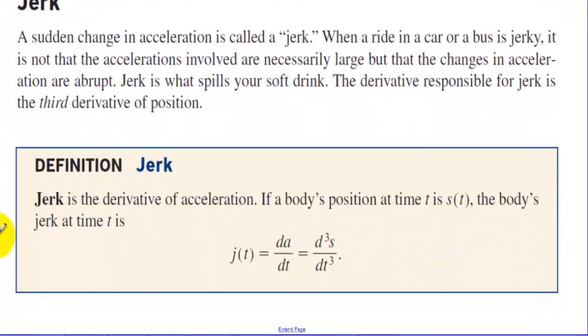Here we have jerk. A sudden change in acceleration is called a jerk. When a ride in a car or a bus is jerky, it is not that the accelerations involved are necessarily large, but that the changes in acceleration are abrupt. Jerk is what spills your soft drink. The derivative responsible for jerk is the third derivative of position. So the third derivative is titled jerk. It is like an extreme change in acceleration.